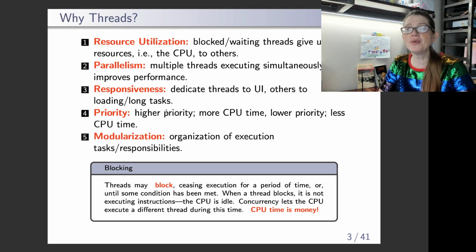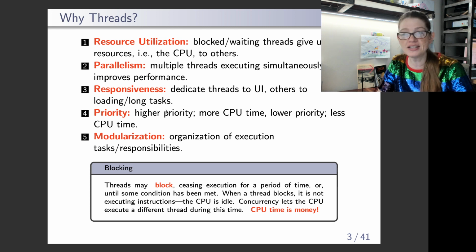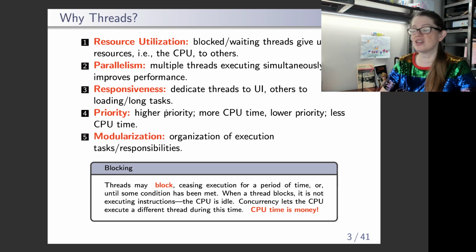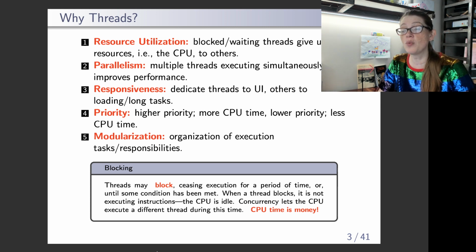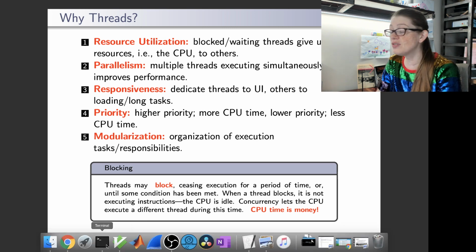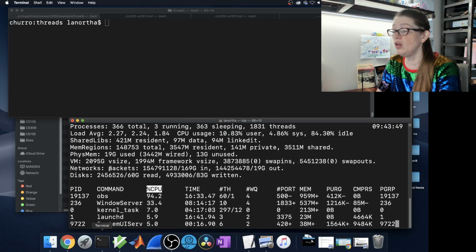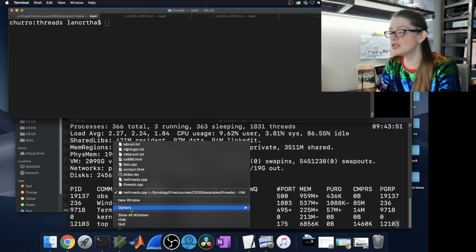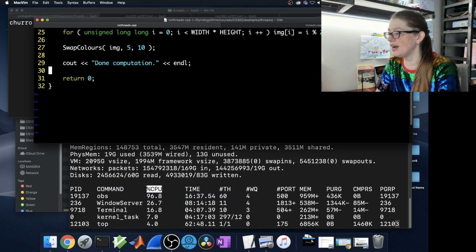Now, of course, one of the big reasons why we have threads is for parallelism. That is the ability to actually have multiple threads running at the same time, not taking turns, running at the same time. So let's actually see what that means. So I'm going to switch over here to my terminal. And I'm going to open up a lovely little program that I've written, and it's written in C++.